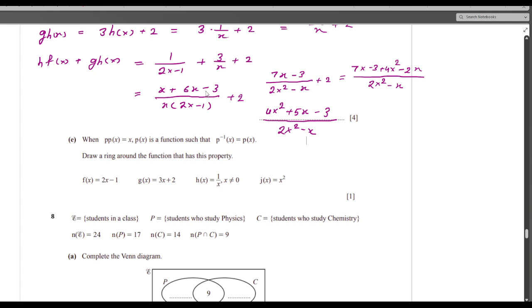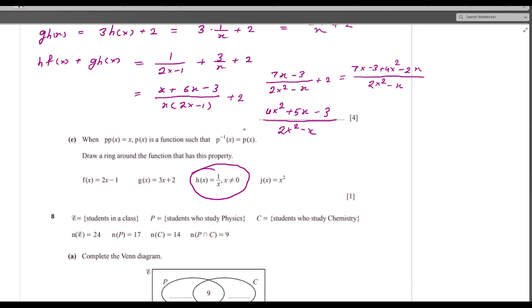Now E, when ppx is equals to x, px is a function such that p inverse x is equals to px. Draw a ring around the function that has this property. So simply you will understand that hx is equals to 1 upon x is having this property. If you take the inverse of this hx, it is again going to be 1 upon x.